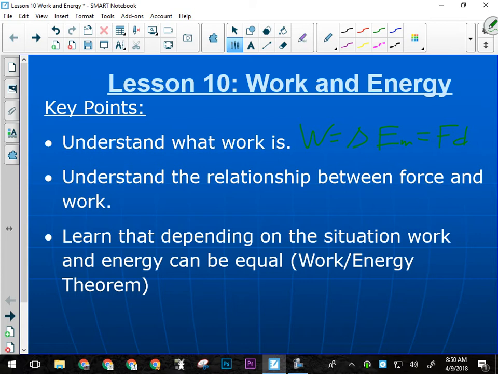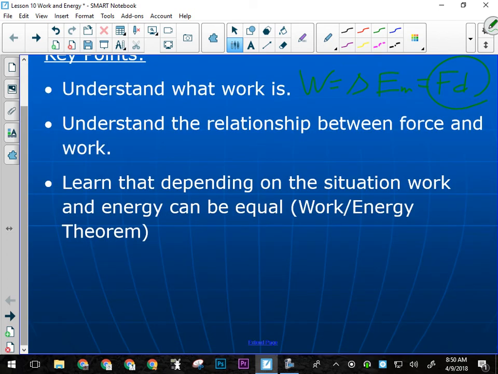Understand the relationship between force and work. If I double the force over the same distance, how much more work will I do? Twice as much. It's a linear relationship. If I push twice as hard, I'm going to do twice as much work. And learn that depending on the situation, work and energy can be equal, because work is a change in energy. If I started out with no energy, the amount of work that I do will equal the new amount of energy the system or object would possess. But work is always going to equal the amount of change in energy that an object or system experiences. Questions on that so far? Hopefully that sounds familiar.